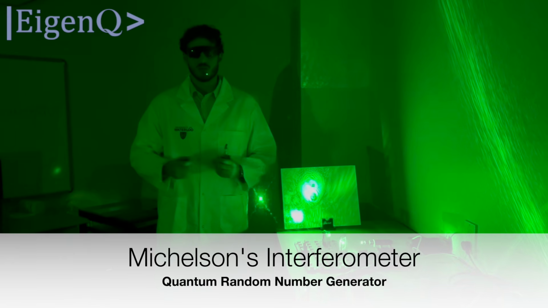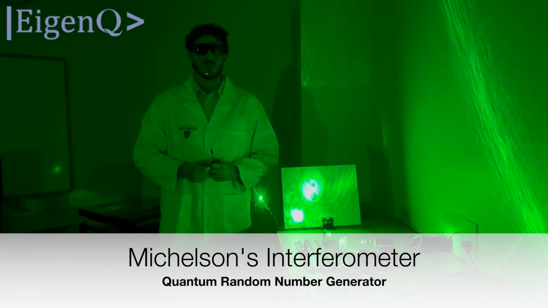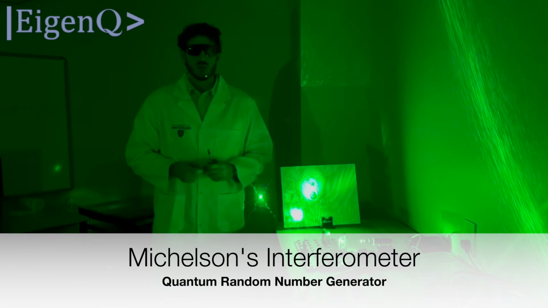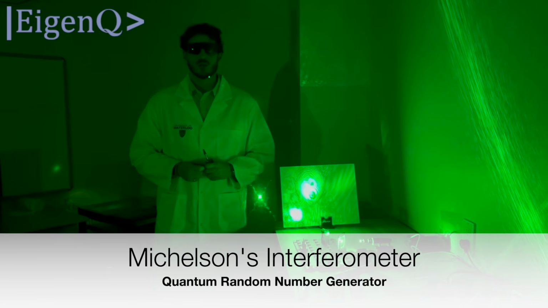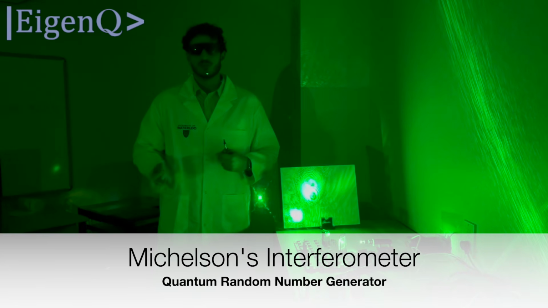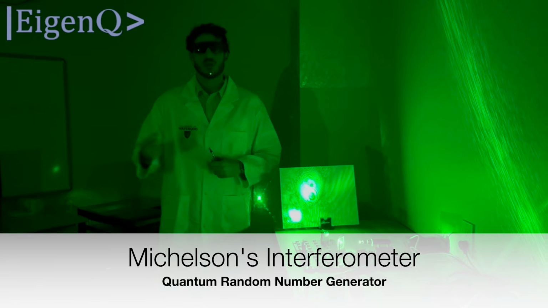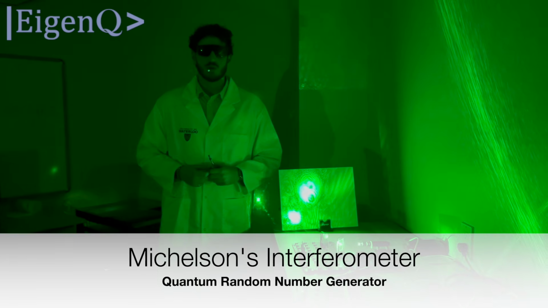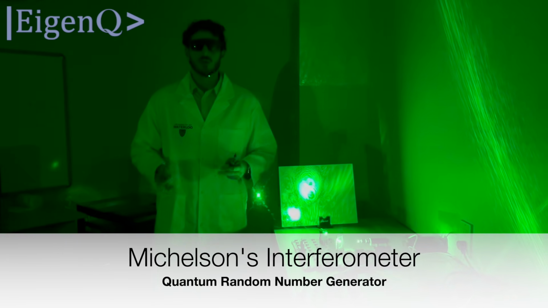Now, I'm going to show you this experiment, which is called the Michelson Interferometer, and this really shows how a quantum random number generator works based on photonic technology. So inside our quantum random number generator, we have a laser diode and a photon counter. The laser diode emits photons, which are light particles, and the photon counter counts the number of particles coming out of the laser per unit time.